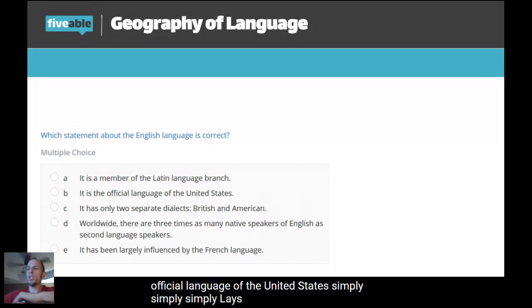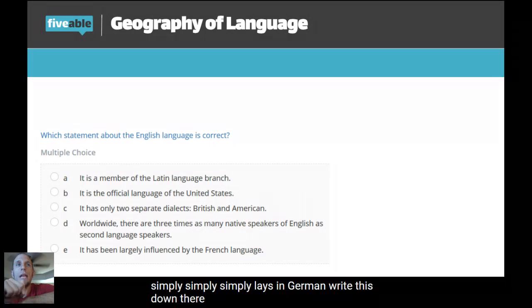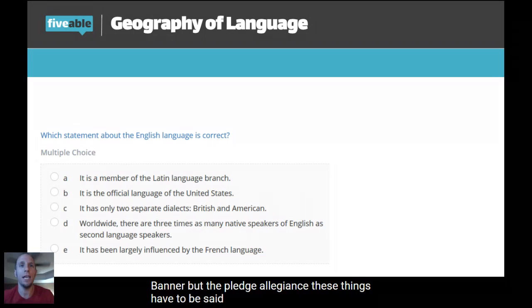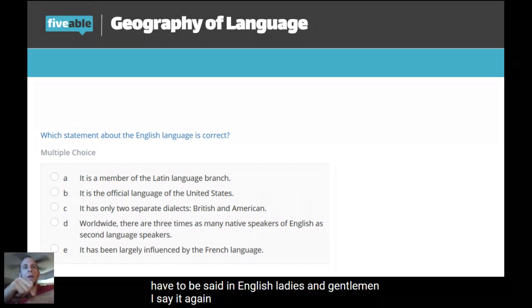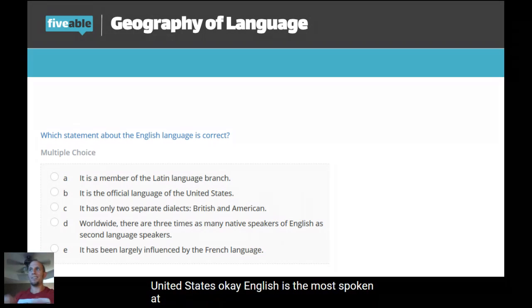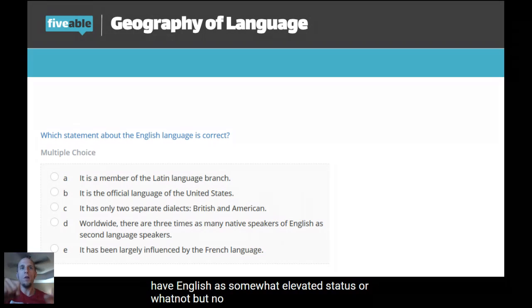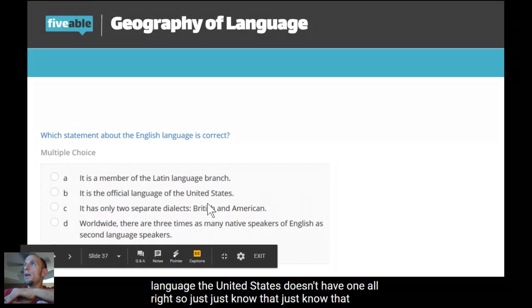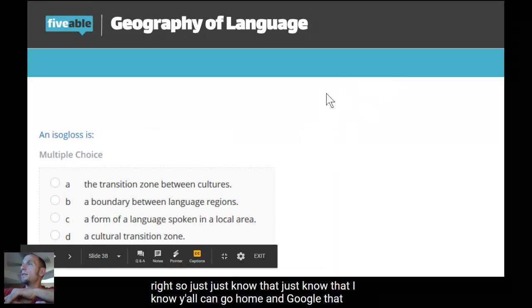Simply, ladies and gentlemen, write this down. There is no official language in the United States. But English! No, but the Star Spangled Banner, but the Pledge of Allegiance, these things have to be said in English. Ladies and gentlemen, I say it again, there is no official language in the United States, okay? English is the most spoken. At the state level, you may have some states that have English with somewhat elevated status or whatnot, but as an official language, the United States doesn't have one. All right. So just know that. I know y'all are gonna go home and Google that just because.